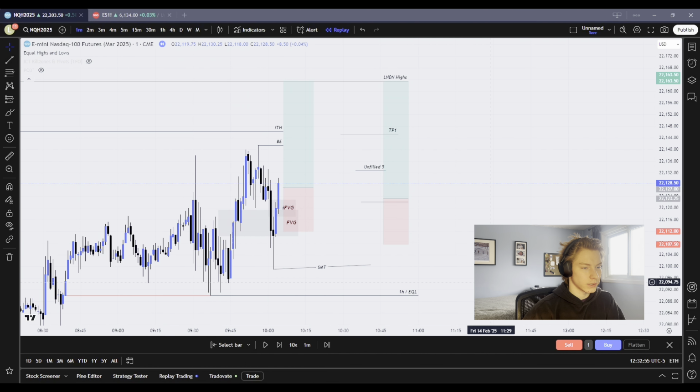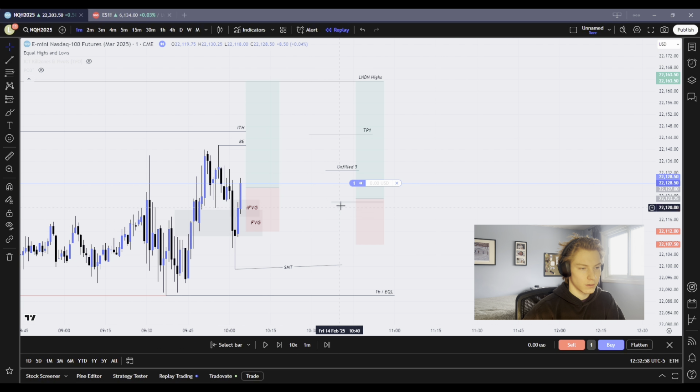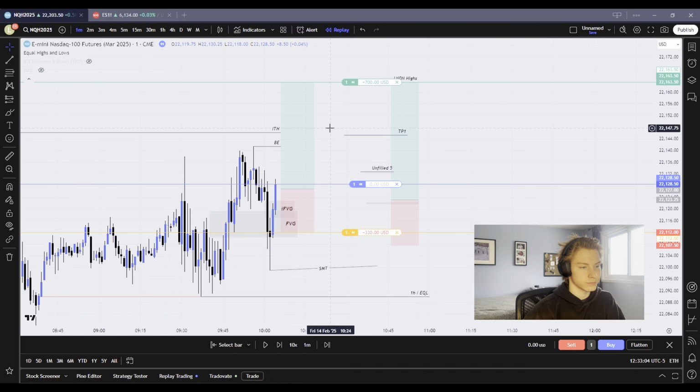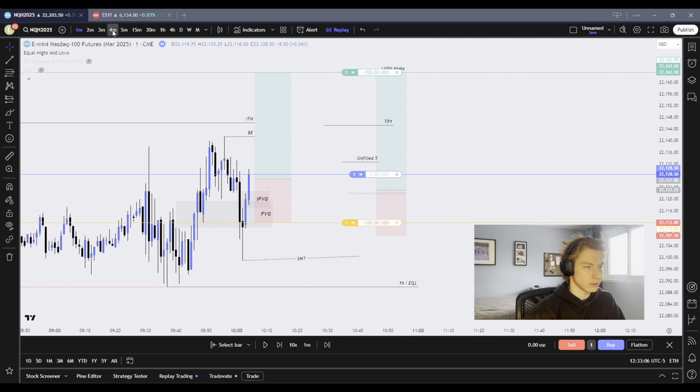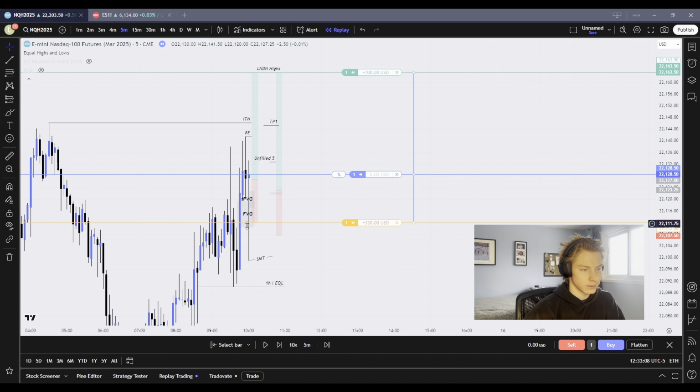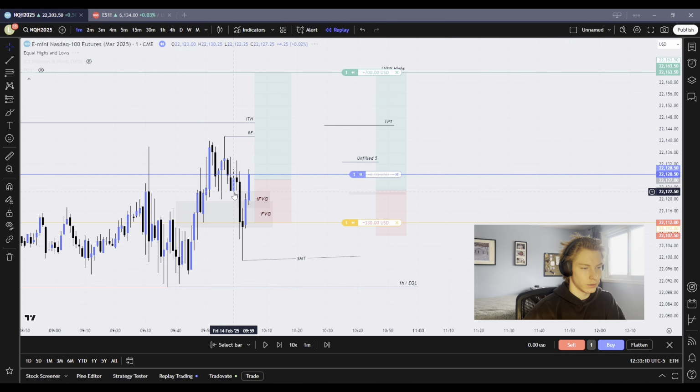Okay, yeah, it is. So I entered here. I obviously got a better fill. Stops down there, TP up here. So yeah, like I was saying, tapping into a high time frame PD array, like right, that 5, we completely wicked out of it. 10 a.m.